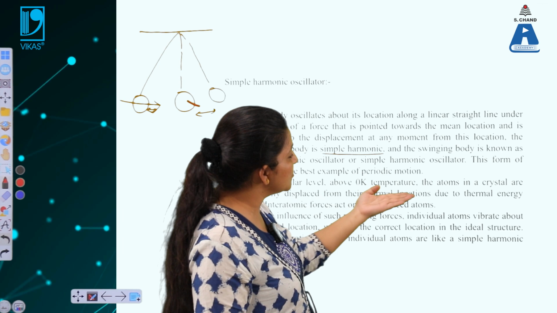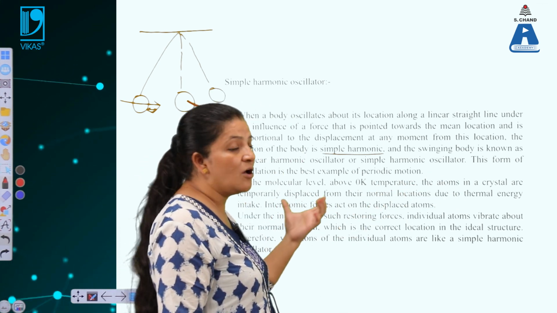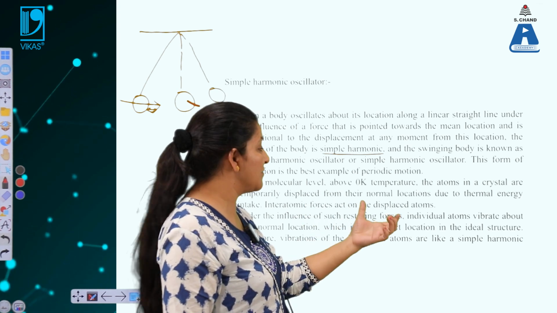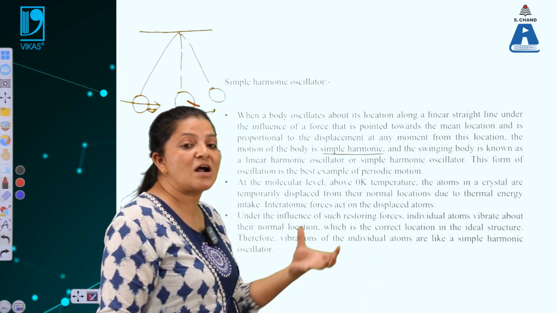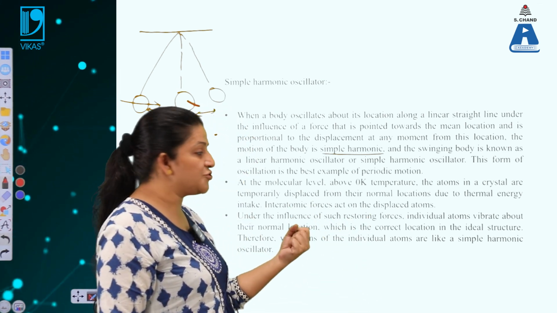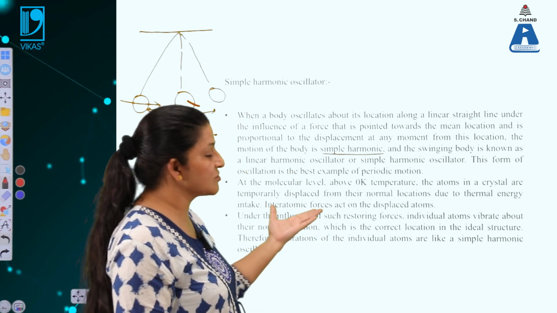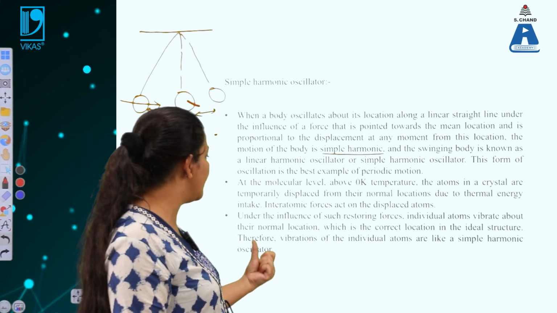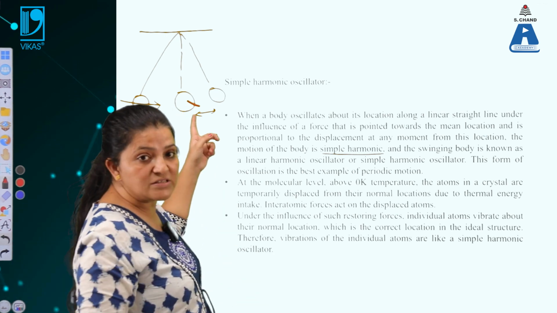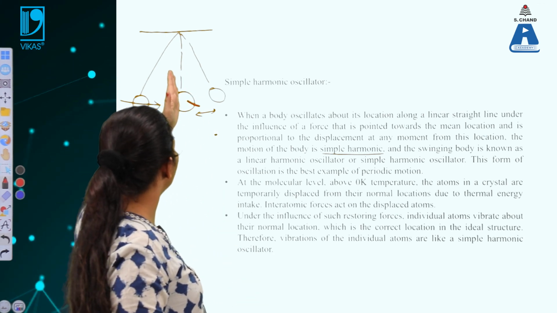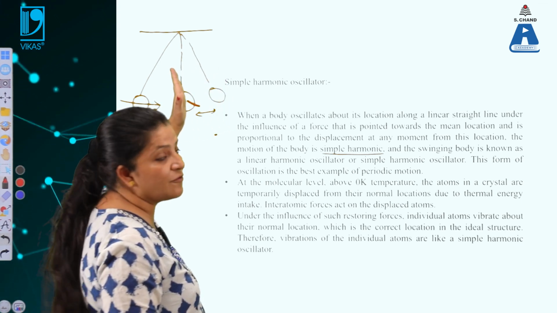Now when the temperature is applied, the atoms in the crystal will start displacing from their normal position. Due to thermal energy, the atoms will start oscillating about the mean position, vibrating. Such kind of simple harmonic oscillator is called the electrical harmonic oscillator. Now we know that when the atoms in the crystal or the bodies move from one position to another position, there will be a restoring force acting.